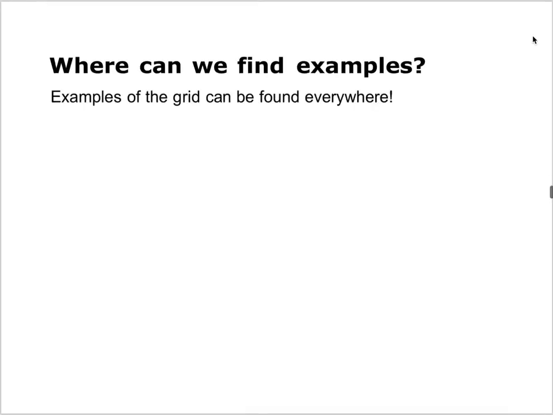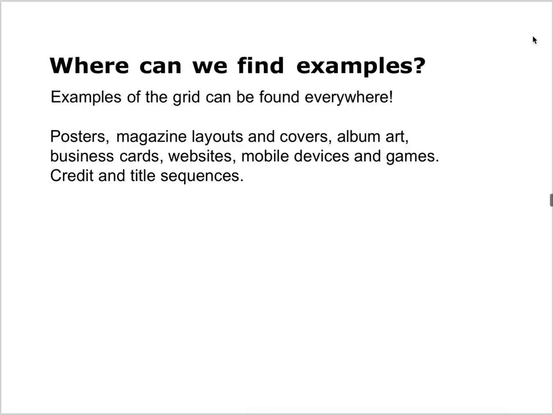So where can we find examples? Pretty much everywhere. Posters, magazine layouts and covers, album art, business cards, websites, mobile devices and games, credit and title sequences. It doesn't even have to be static, they can be moving. Examples of the grid are everywhere.